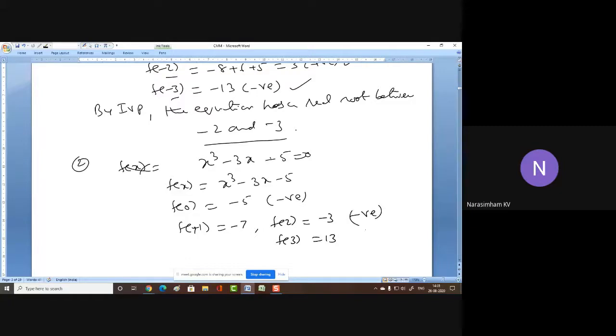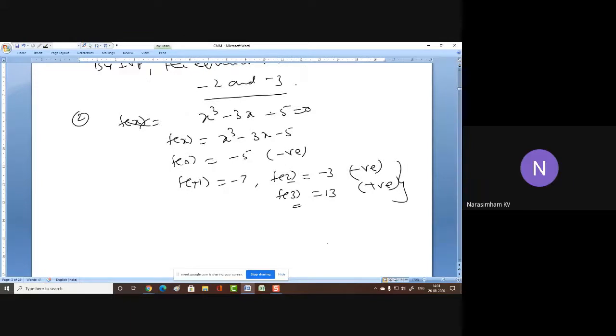So this is negative and this is positive. Whenever you get a pair of alternately negative and positive, or positive and negative, the required root lies between the corresponding two numbers. The required root lies between 2 and 3 only.